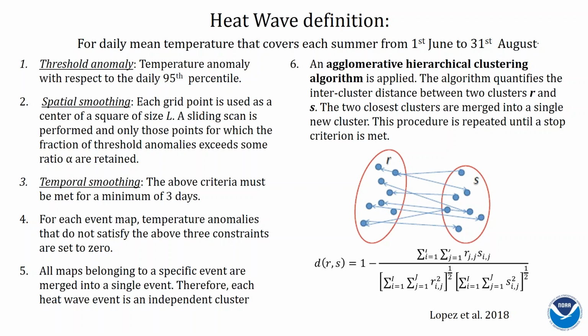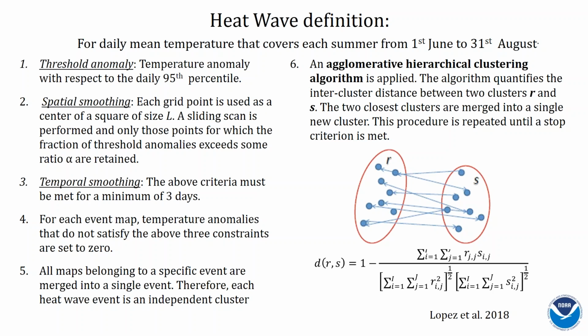We're going to do a spatial smoother by applying a moving window to remove hot grid points which are not heat wave-like. Heat waves are large scale. We're also going to apply a temporal smoother. So this stream will have to persist for at least a minimum of 3 days. And at the end of these first 3 steps, we're going to have maps of temperature anomalies which are only positive definite, only above the 95th percentile, and everything else will be set to 0.